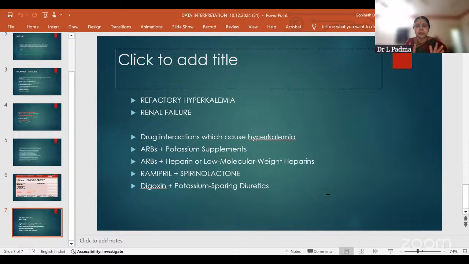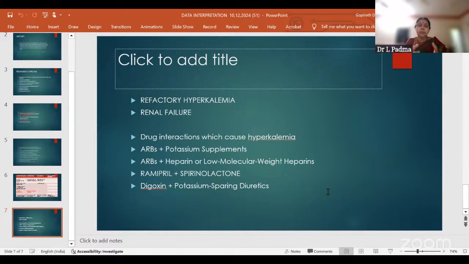Amongst all the electrolytes, potassium is what we are very much bothered about, because hyperkalemia is a problem, and hypokalemia is also a problem. Because of this, you have to be careful about drug interactions, especially those which cause hyperkalemia, and also the regular foods which can cause hyperkalemia. The two most important foods that cause hyperkalemia are, one, banana, big banana, and the second one is coconut water.